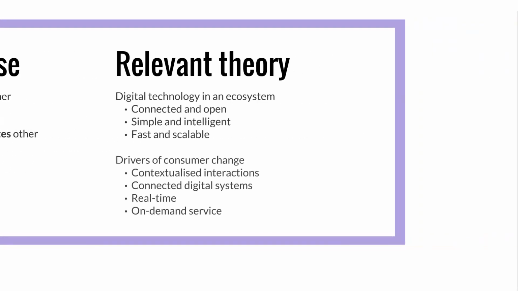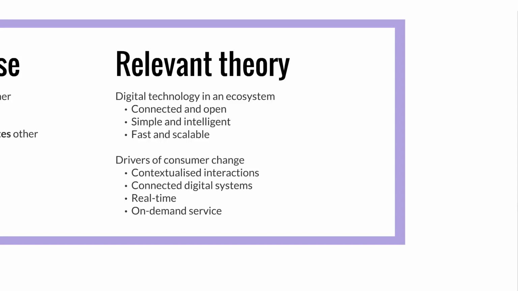And so as far as relevant theory is concerned, you're going to be looking at things like digital technology and ecosystems, so connected and open, simple and intelligent, fast and scalable. Understand those concepts and explain them in the exam, as it could be useful when it comes to justifying your point as to which direction Frinta's digital ecosystem should develop in. You might also want to mention drivers of consumer change, so things like contextualized interactions or on-demand services.